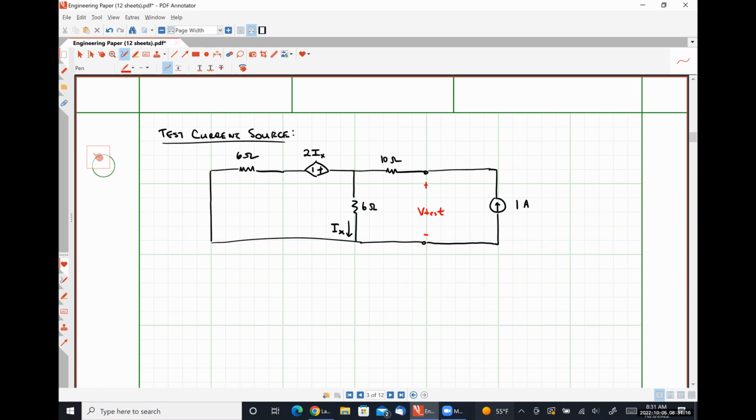So how do you guys think we might go about doing that? Total, sure, why not? Okay. So I'm going to identify nodes real quick here.